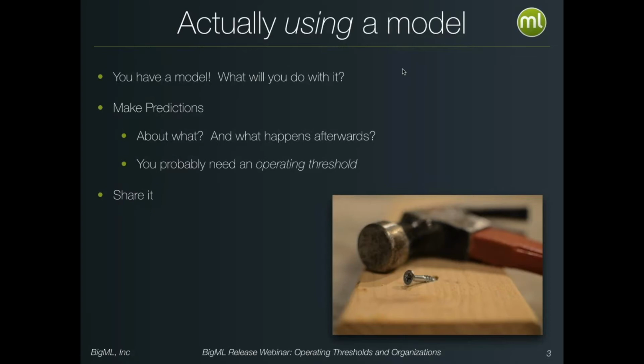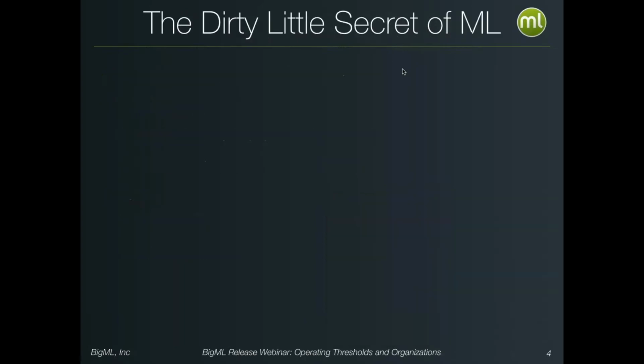And then the other thing you might want to do with a machine learning model once you've trained it is to share it. And so the question that immediately arises is, who are you going to share this model with? A way of talking about how you want to share these models and who you want to see these models that you've trained is BigML's new organizations feature. So those are the two features we're going to talk about in this release: operating thresholds and organizations.